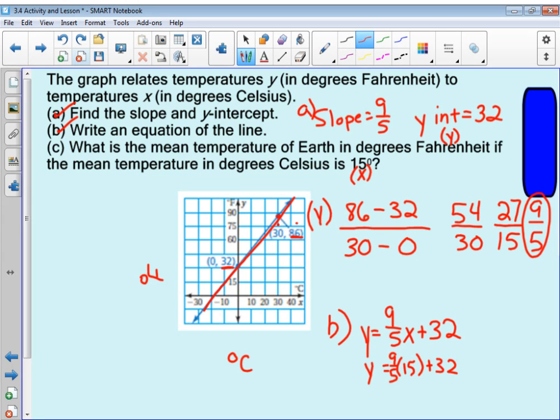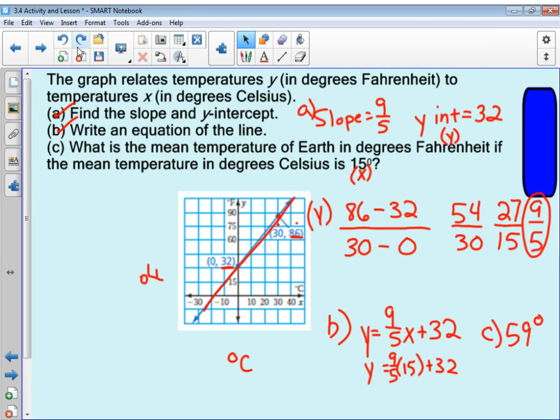Okay, so 9/5 times 15. So 9/5 as a decimal would be 1 4/5. So 9/5 times 15. And then we're going to add 32 to that. Whoops. Let me redo that. 1.8 times 15. And then add 32. Gives us 59 degrees. So for letter C, it would be 59 degrees.